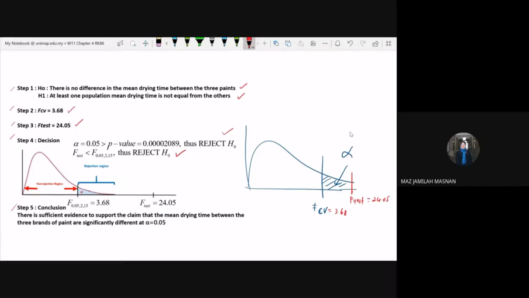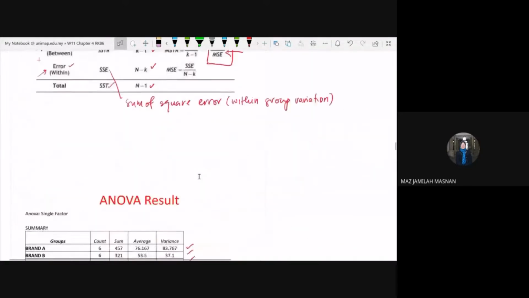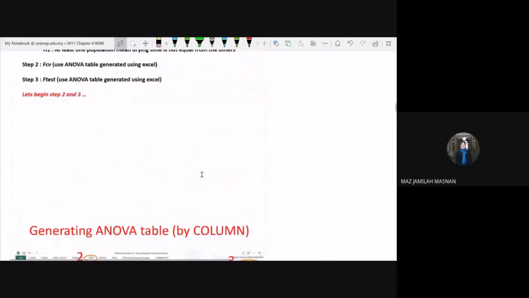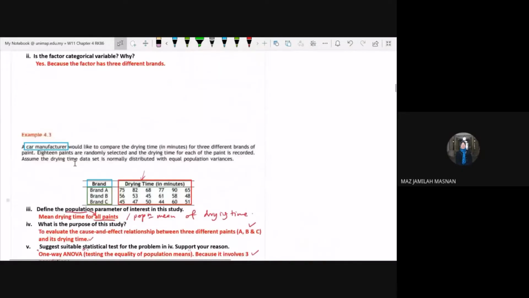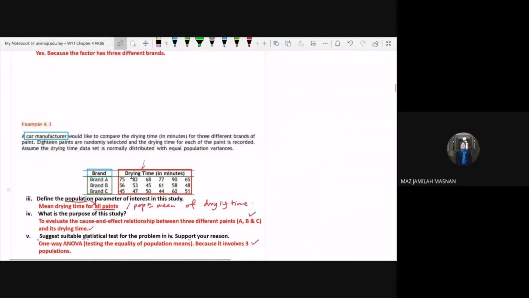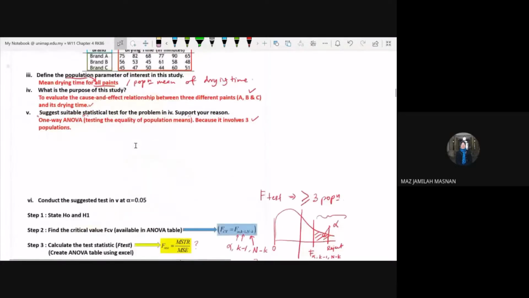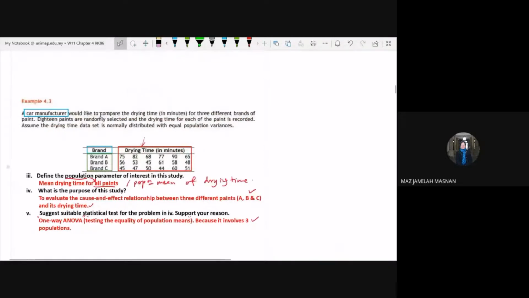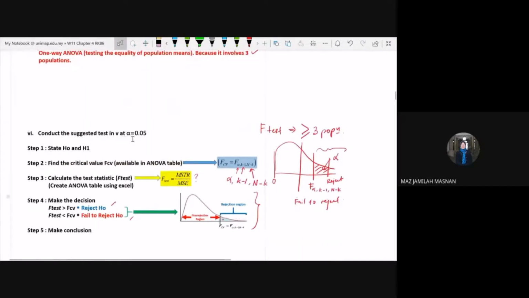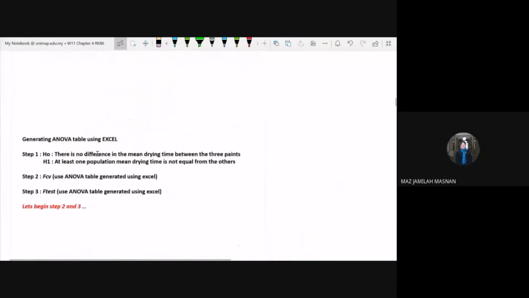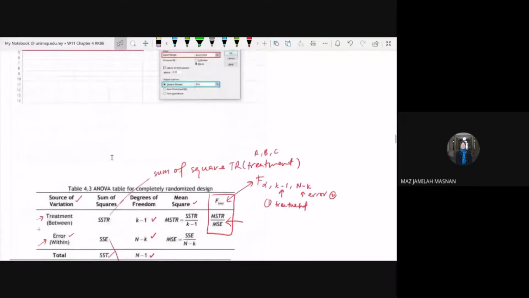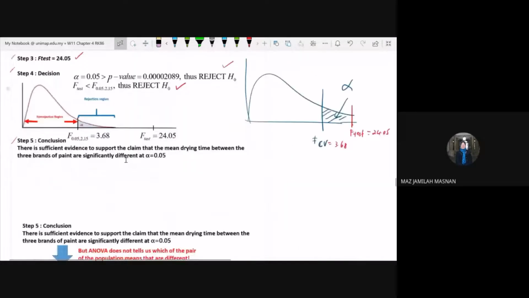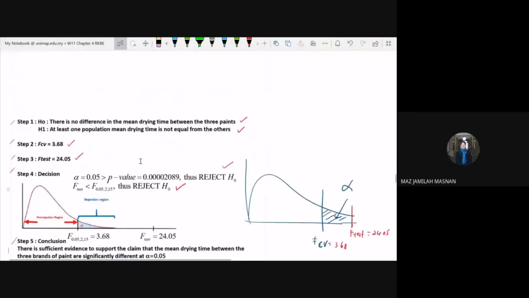Now for the conclusion, how do we conclude then? The question just now, how do we know which one will be our claim? So let us look back at our question. Question 18, assume a manufacturer would like to compare the drying time for 3 different brands. So it doesn't mention the claim. So let's just answer the question without knowing which one is your claim.